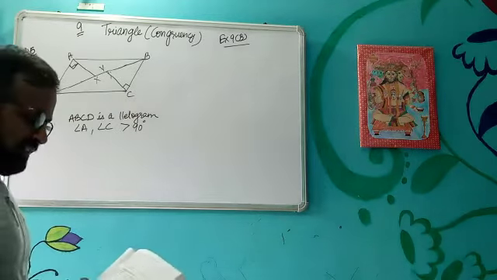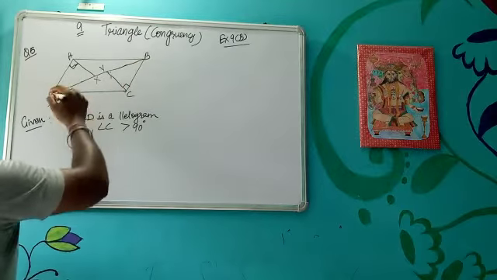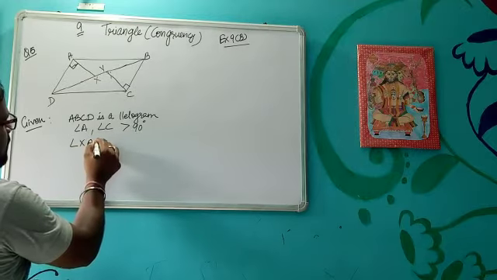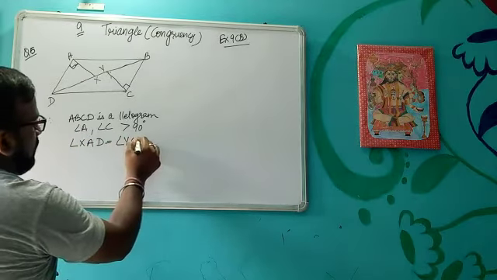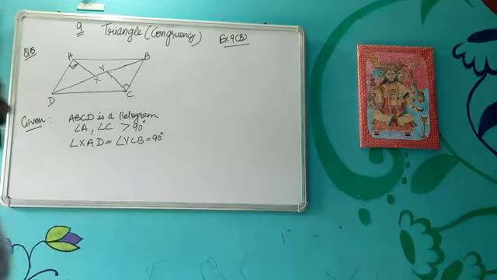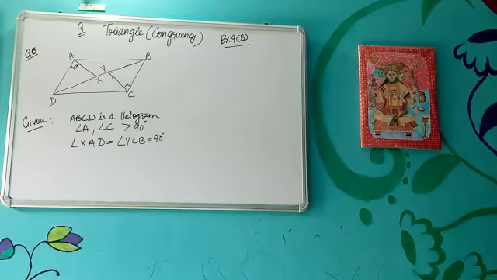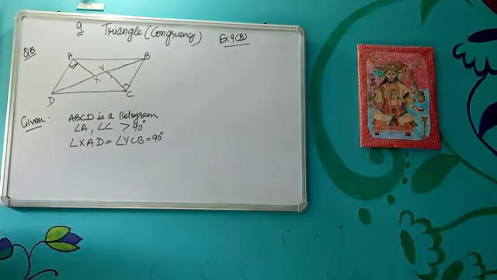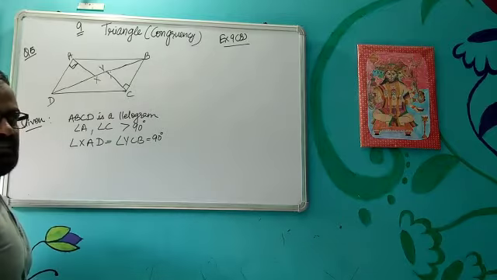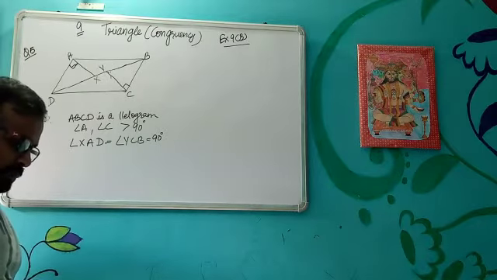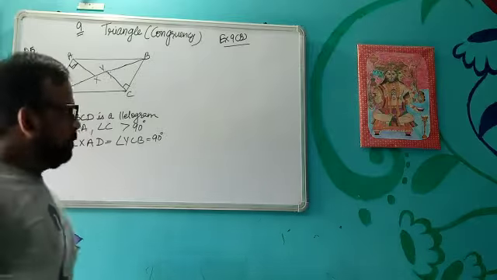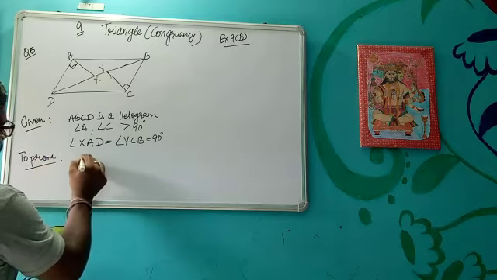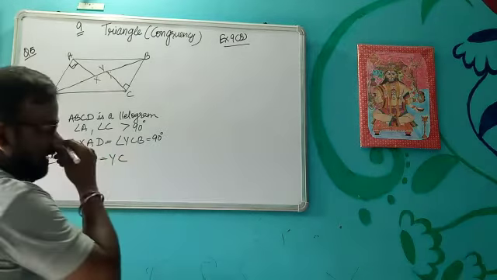we have to take points X and Y on the diagonal BD. So I have joined B and D and we have to join such that angle XAD is equal to angle YCB equal to 90 degrees. And angle XAD and angle YCB are equal to 90 degrees. So with these given things we have to prove XA equal to YC.